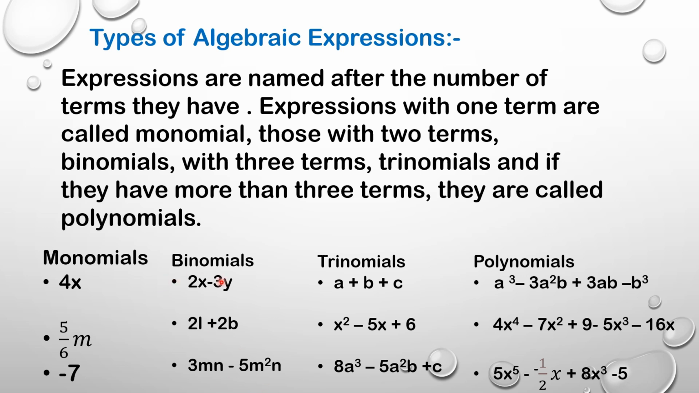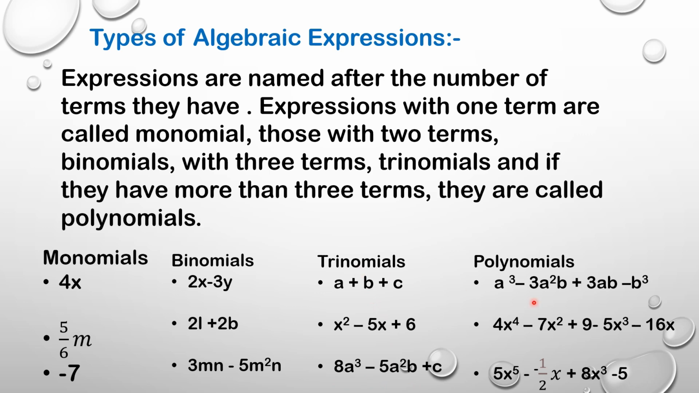Now trinomial, see a, b, c. Three terms they have. So they are called as trinomial. Here also x square minus 5x plus 6. Three terms they have. So trinomial. 8a cube minus 5a square b plus c. Three terms they have. So they are called as trinomial.